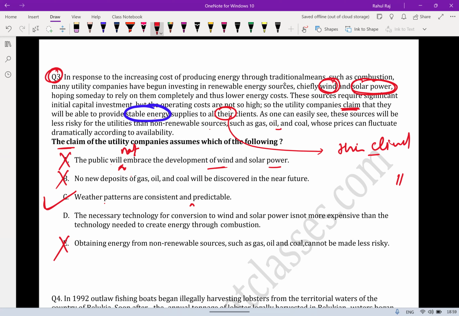Now let's come down to D. The necessary technology for conversion to wind and solar power is not more expensive. Tell me anyone, how did you reject answer D? Please pick it up, guys. Time and again I'm saying.